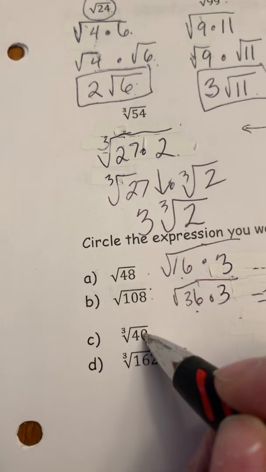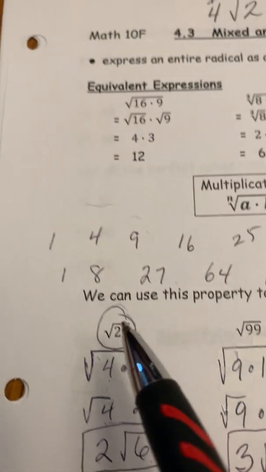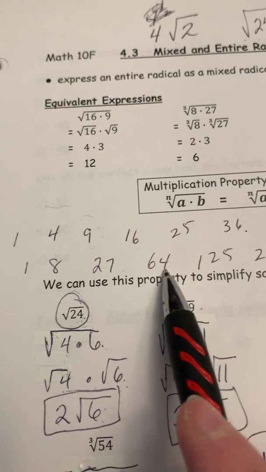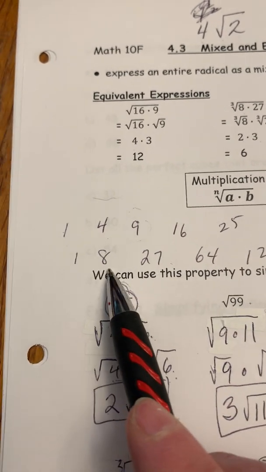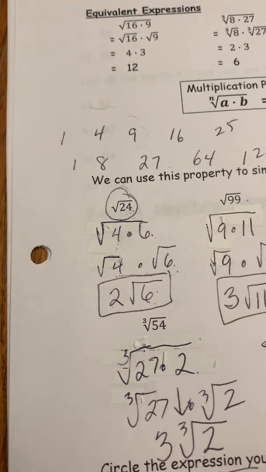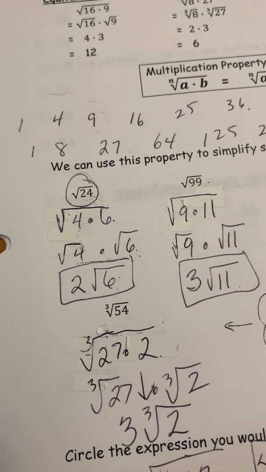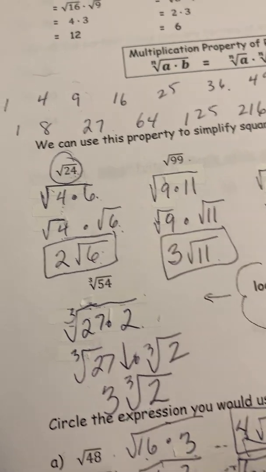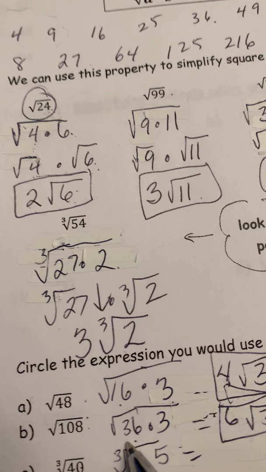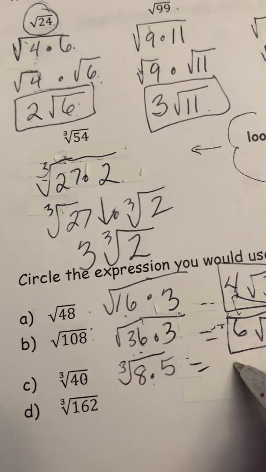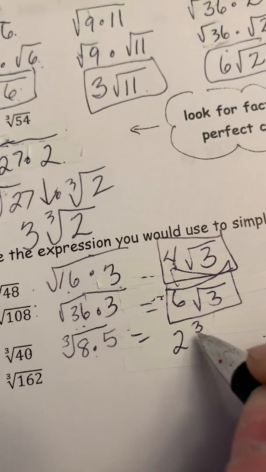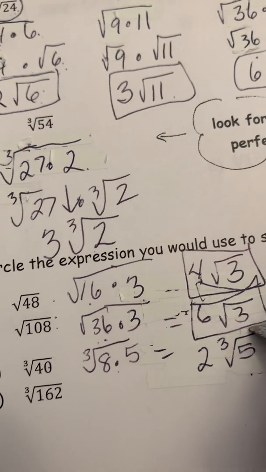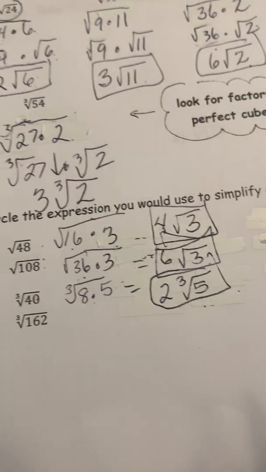So now we're looking for the biggest perfect cube that goes into 40. If you look up here, here are our perfect cubes. 27 is too big. And if you know your times tables, you know 8 goes in there quite nicely. 8 times 5. What's the cube root of 8? The cube root of 8 is 2. What's left over? 5. And that's our mixed radical.